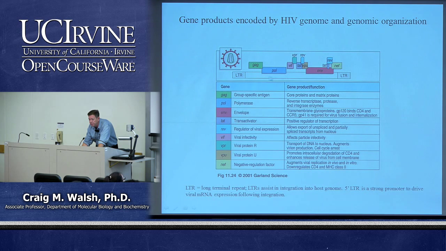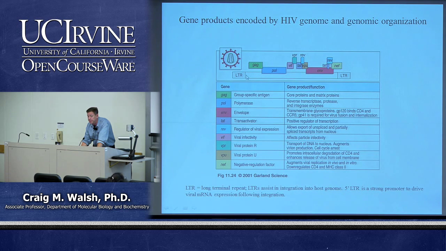But basically, if you look at the overall linear structure of this RNA, at the 5' and 3' ends you have something called an LTR, which is a long terminal repeat. And basically what that LTR is doing is that it helps to allow this virus to make its way and integrate into the host genome. And as well, it's also got a very strong promoter here on the 5' end of this messenger RNA.